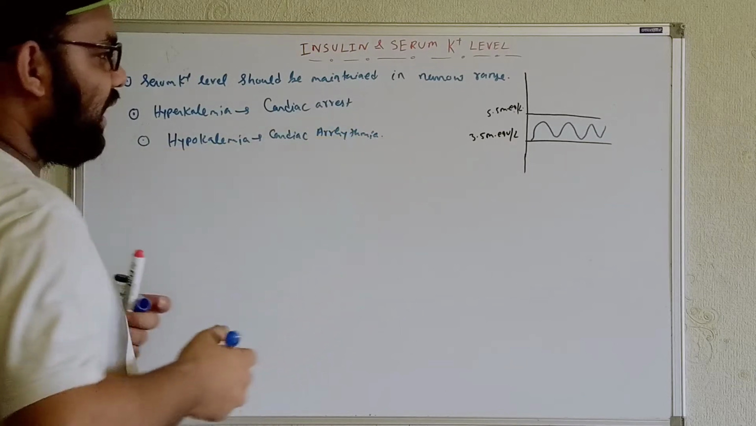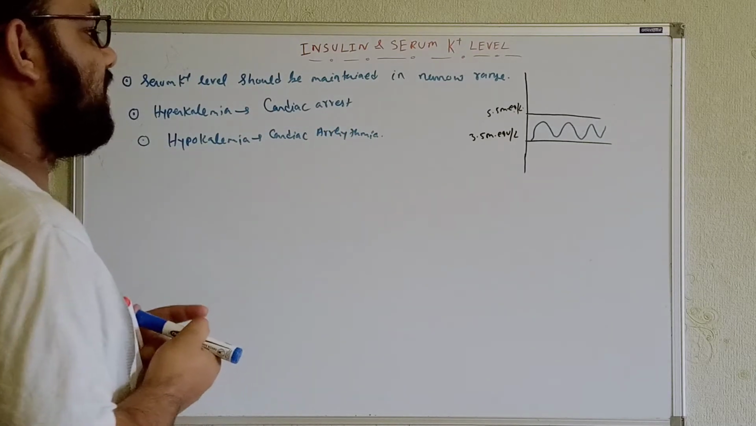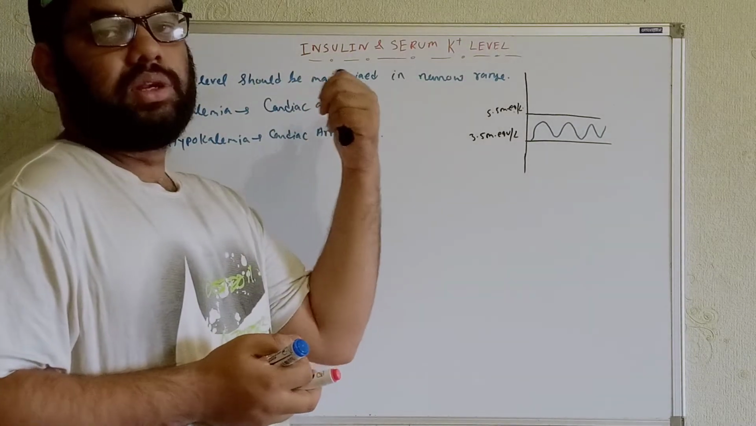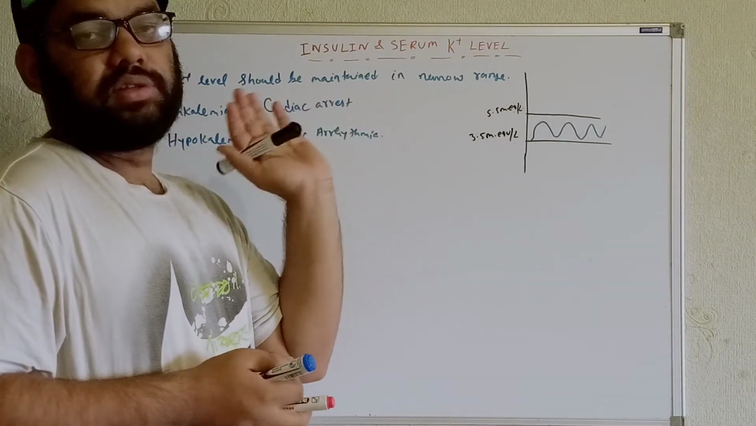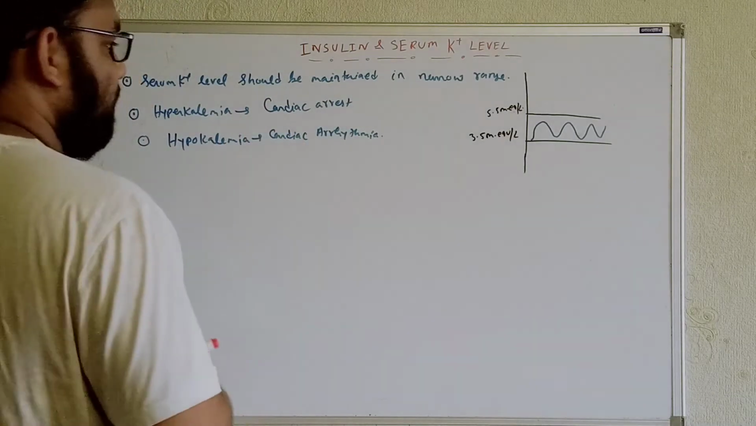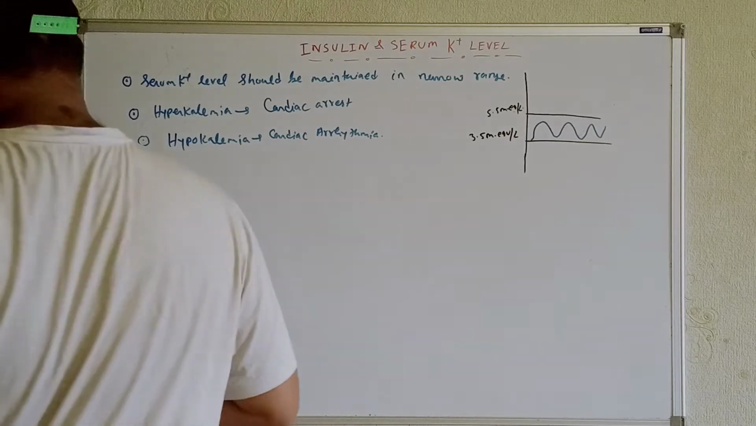Now, how can you control the potassium level? That's the main thing. And what is the relationship between controlling the serum potassium level and insulin? That's today's main topic. So for that, let's talk about some very basic points, then I'll go into details.